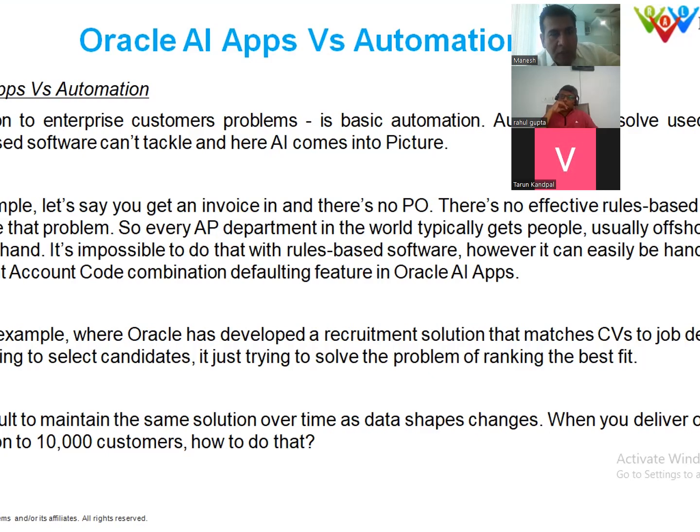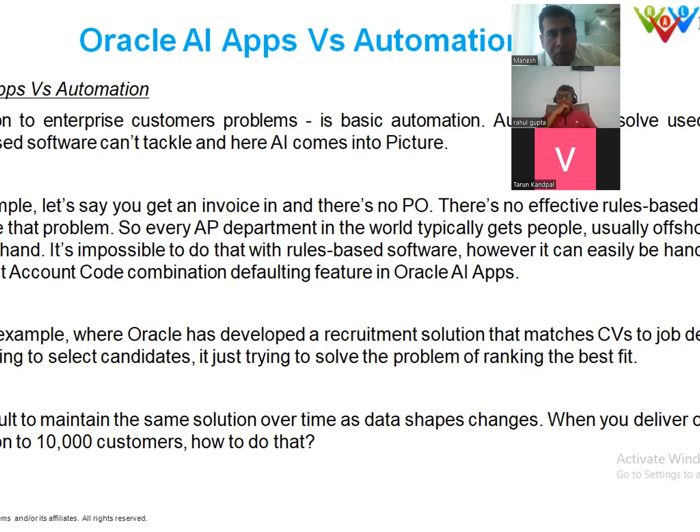Let's take an example. We have an invoice where there is no PO. Any rule-based system can't solve that problem. Here we have AI apps functionality which can provide an intelligent account code combination feature, which can be defaulted. Basically, it's automation. You are not looking for any human intervention, and AI will automatically give you a code combination which will be used.